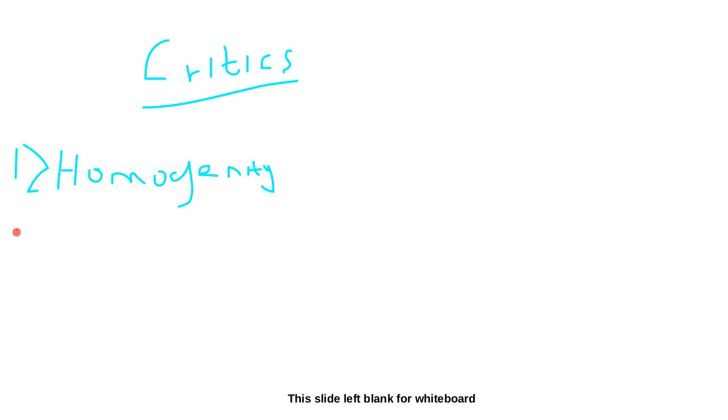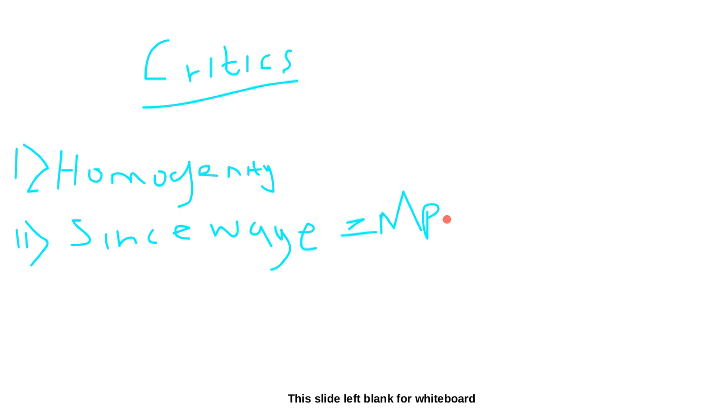Number two, since wages equal the marginal product of labor, it means that to have constant wages, the number of labor must be constantly varied.